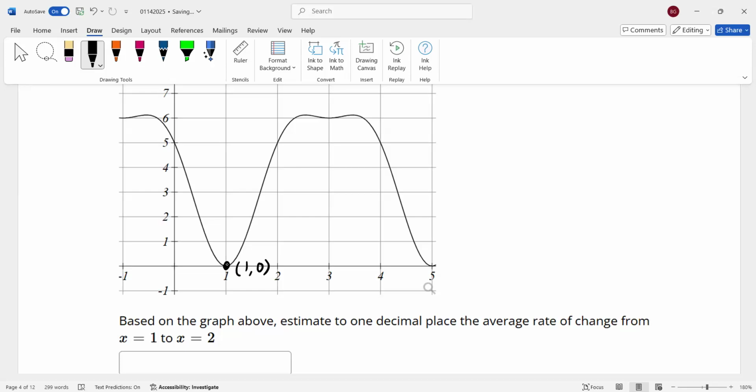And the second point is x equals 2. Right here, this point on the graph has x coordinate 2. And the corresponding y coordinate is 5. I hope you see it. This is 2, and the y coordinate is 5, right? So the coordinates of this point are (2, 5).